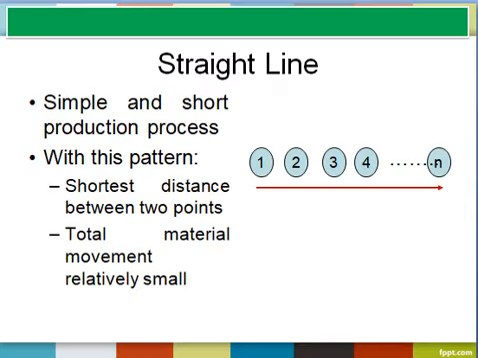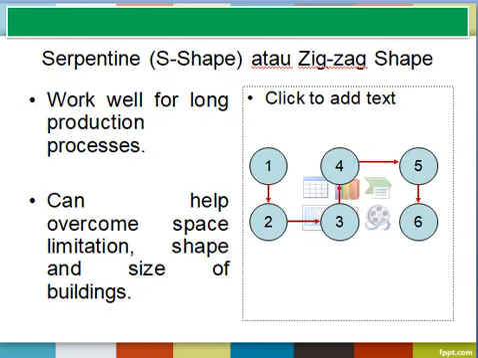This is the straight line layout. This layout is very simple and requires a short production process. Within this pattern, the shortest distance between two points can be obtained, and the total material movement is relatively very small. Serpentine, or E-shape, or zigzag shape works well for a long production process, and it can help overcome limitations of space, shape, and size of buildings.